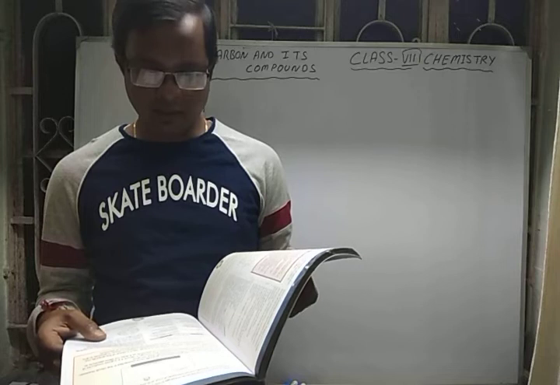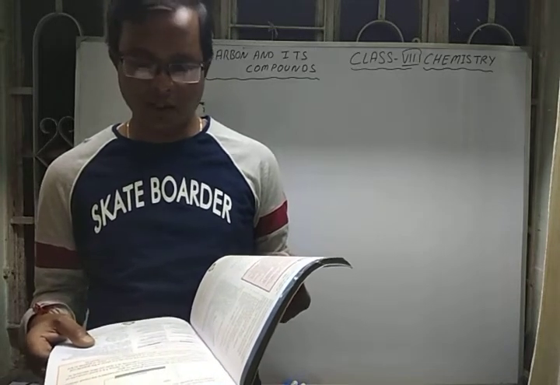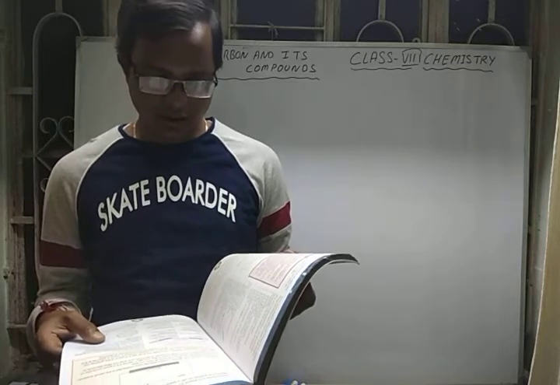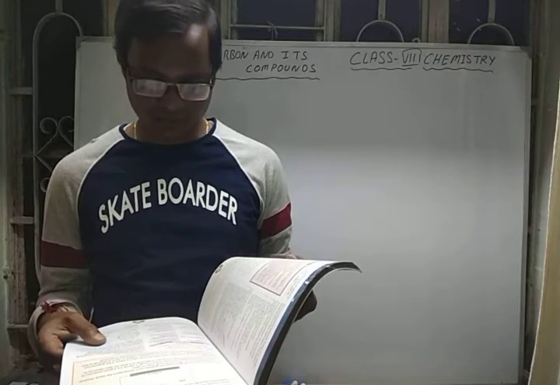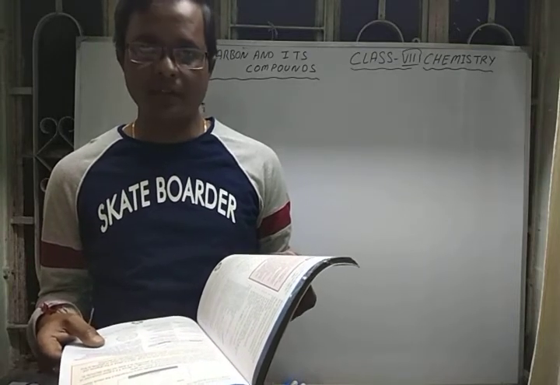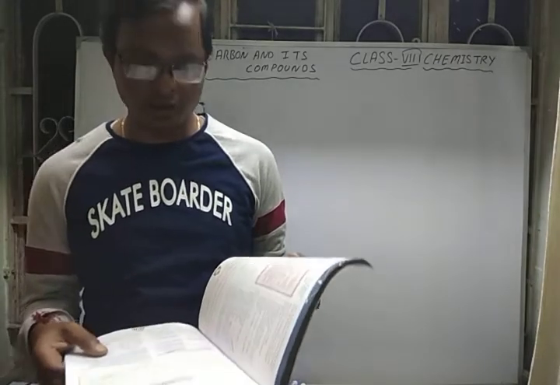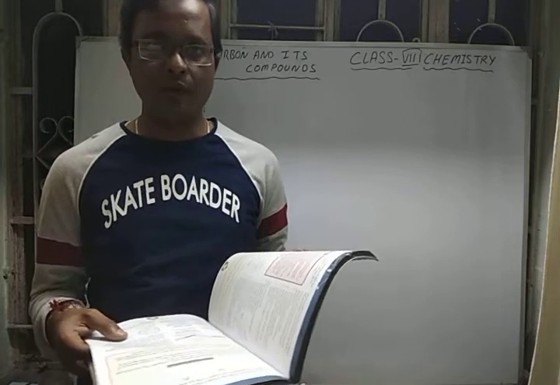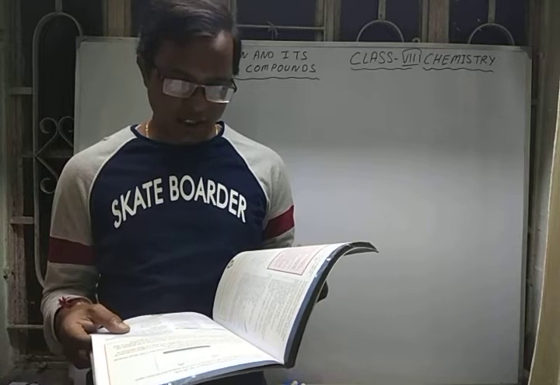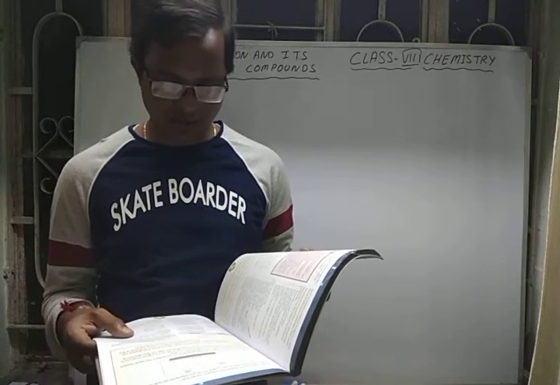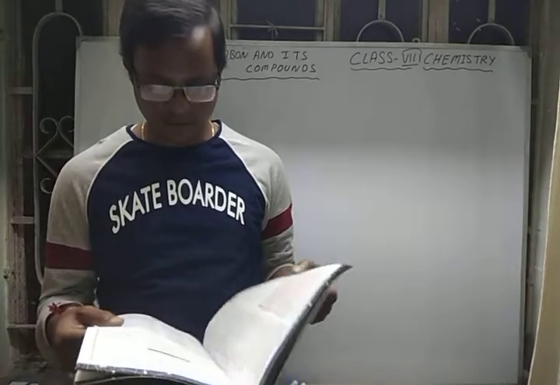Diamonds are hard to touch, but graphite is soft and greasy to touch. Diamonds have a tetrahedral shape, whereas graphite has a hexagonal shape. Diamonds are bad conductors of electricity and heat, but graphite is a good conductor of heat and electricity. Diamonds have a very high density, about 3.52 gram per cubic centimeter, whereas graphite has a low density, about 2.25 gram per cubic centimeter. Diamond burns in air at 900 degrees Celsius to produce carbon dioxide, whereas graphite burns at 700 degrees Celsius to produce carbon dioxide.